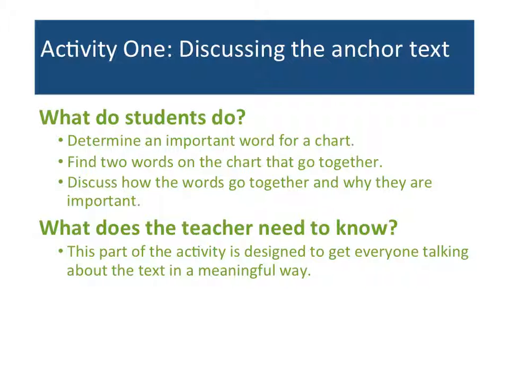So after they finish reading the anchor text, students are going to discuss it. And before they start this discussion, one of the things that they're asked to do is determine an important word. That is, after reading the anchor text, which word really stands out as being a central, important word to the ideas that are conveyed in the text. Choose that word, put it on a chart, and then explain to the group or the partner why they chose that word. Then they're going to look on the chart and find two words that go together, and they're going to write those down and again explain to their group or their partner why they put those two words together, what that has to do with the meaning of the text.